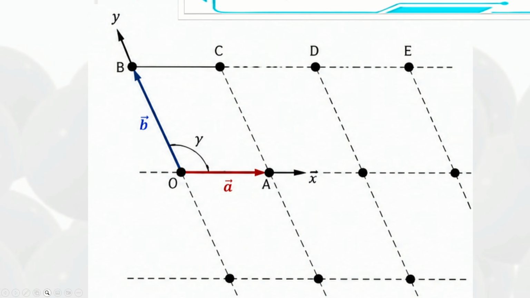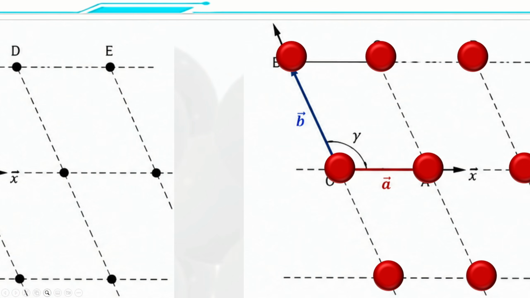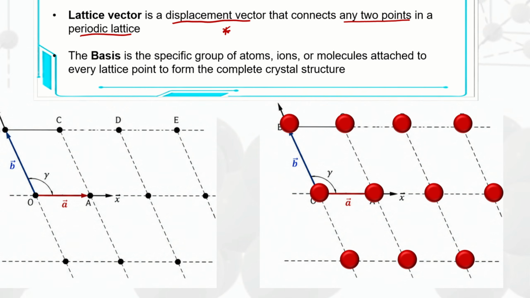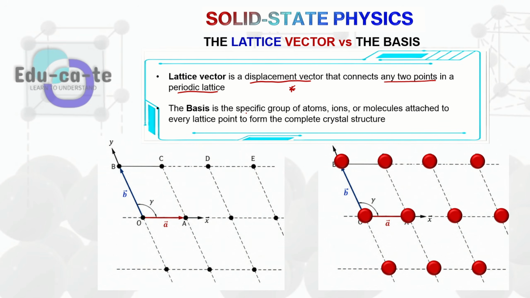So whenever I'm talking about a lattice vector, I'm talking about the displacement vector that helps me to get from one lattice point to another. But now when we talk about a basis, when we define it, it is a specific group of atoms. Now we are putting atoms. A basis is a specific group of atoms, or ions, or molecules that are attached to every lattice point to form the complete crystal structure.